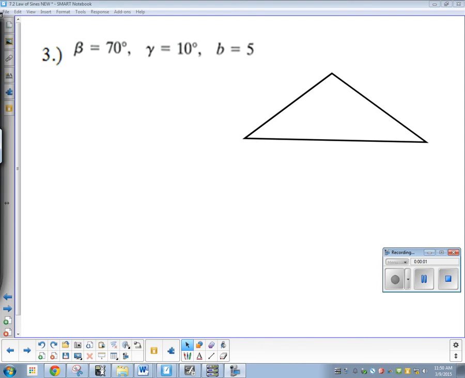I drew a triangle here. I'm not going to solve it all the way, I'll just start setting it up. So I'm going to label my stuff here. I'm going to put beta on here. If I call this 70 degrees and this is beta, that means B has to be across from it.